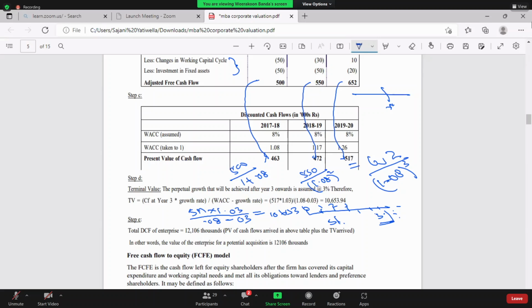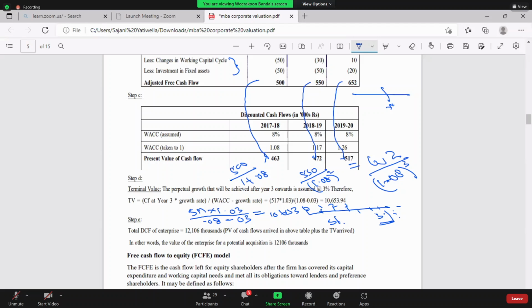Cash flow at year 3. 517 means already adjusted for the time value, no? Yes. So are we taking that or 652, which is not adjusted? 652.